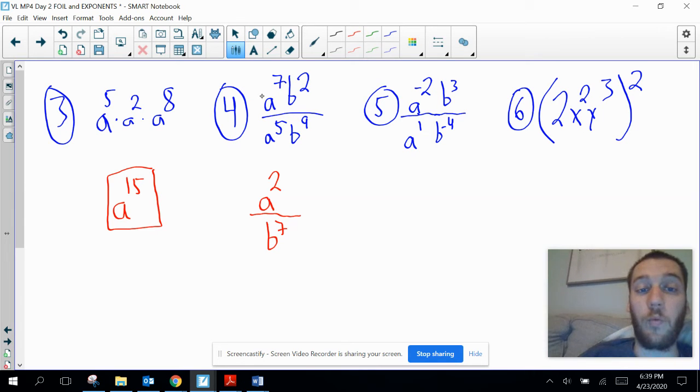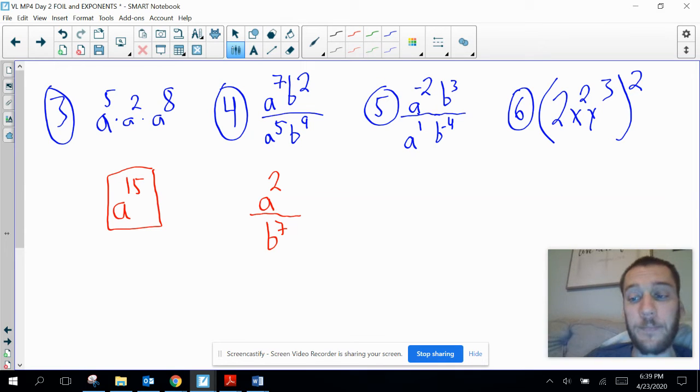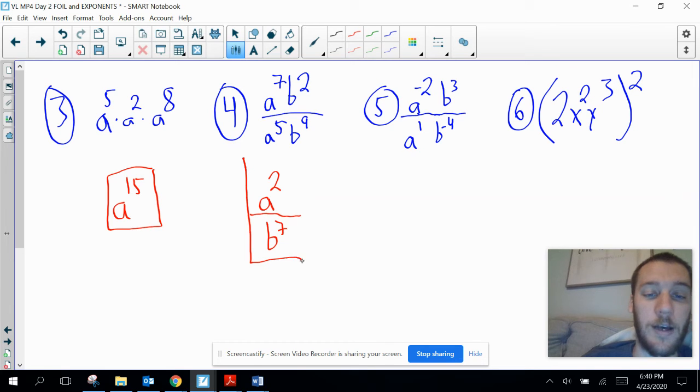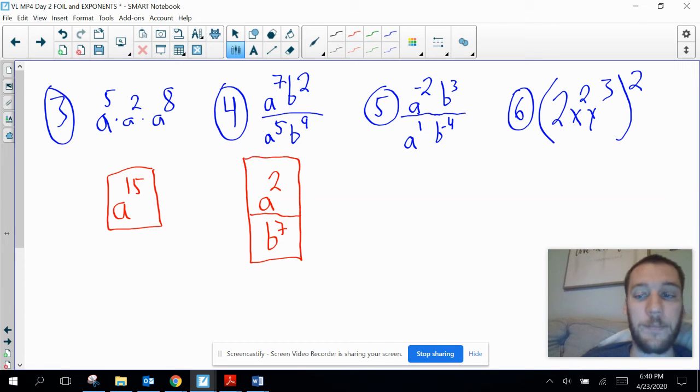Same as if we wrote out all of these on the top, wrote them all out on the bottom, and crossed them out. We'd be left with 2 on the top and 7 on the bottom. 2 A's on the top and 7 B's on the bottom.